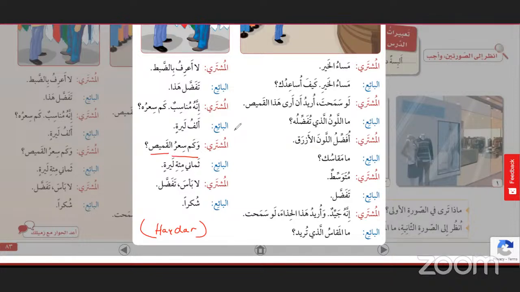Okay. So, wakam sa'arul qamis and mal maqasu allazi turid, both mean the same thing? No. Mal maqasu, maqas, my friend, means size. Mal maqasu is size. Not this one. Where were you? Last. Okay. Mal maqasu is what size? So, sa'ar is price and maqas is size. Sa'ar is price, maqas is size. Okay?